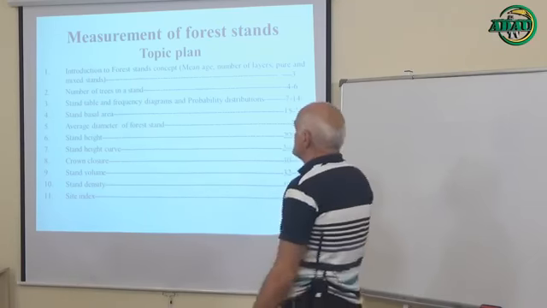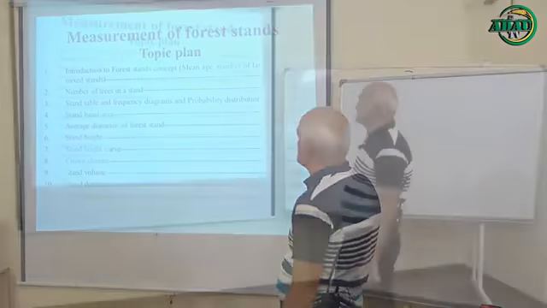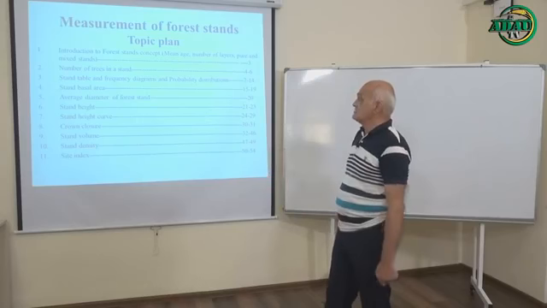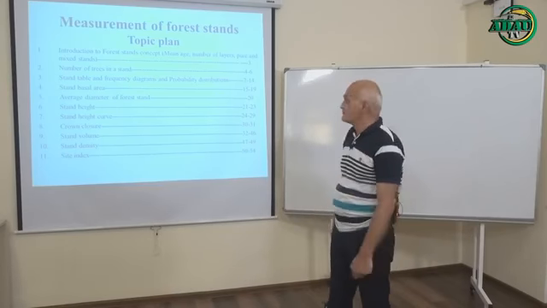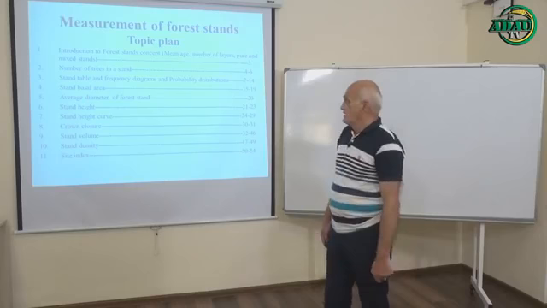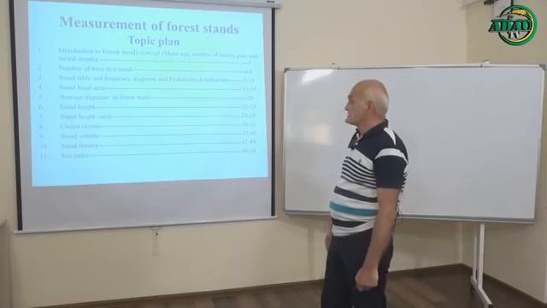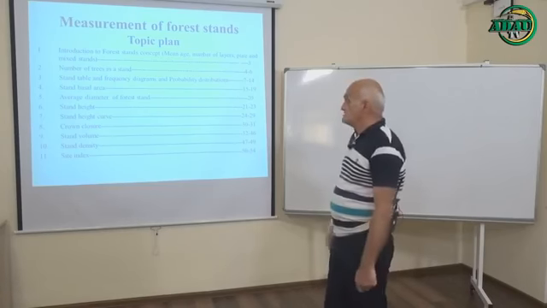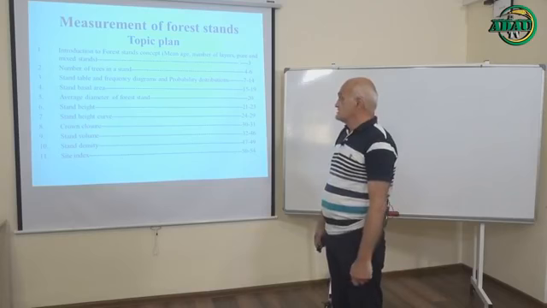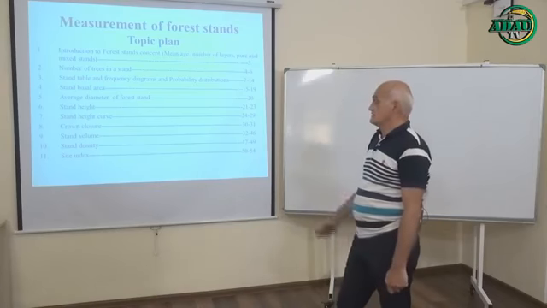The second is number of trees in a stand. The third, stand table and frequency diagrams and probability distributions. The fourth is stand basal area. The fifth, average diameter of forest stands. Six, this is stand height. Seventh, stand height curve. Eighth, crown closure. Ninth, stand volume. Tenth, stand density. And eleventh, site index.